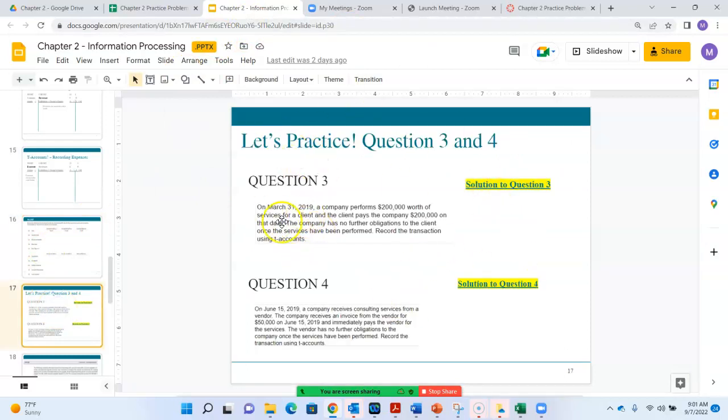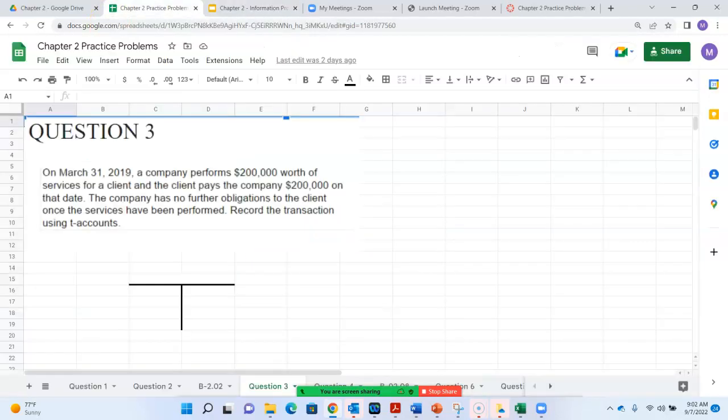Question 3 says: on March 31st, 2019, a company performs $200,000 worth of services for a client, and then the client pays the company $200,000 on that date. The company has no further obligations to the client once the services have been performed. Record the transaction using T accounts. So I'm going to open up our Google Doc. And here's question 3. You have the problem right in front of you. So we need to record this transaction using T accounts.